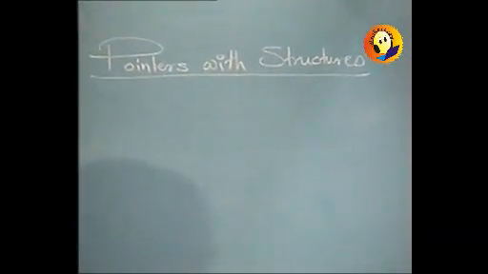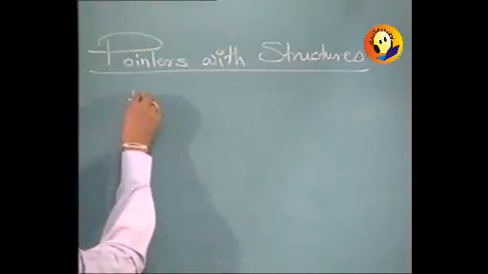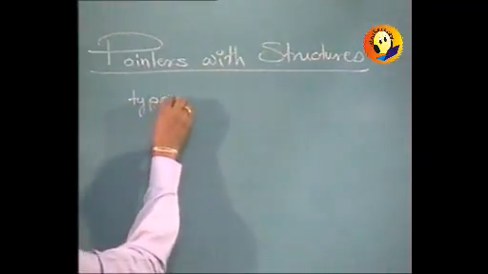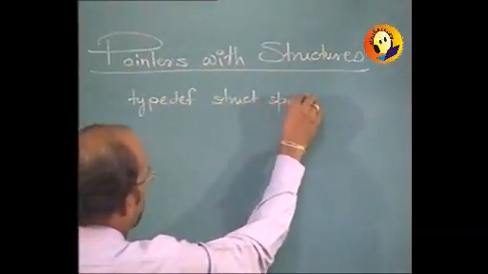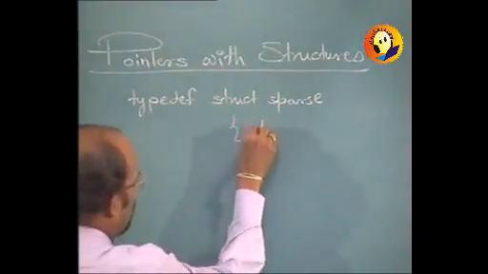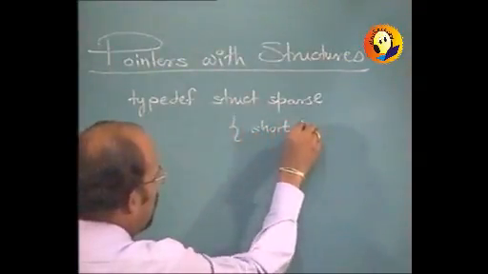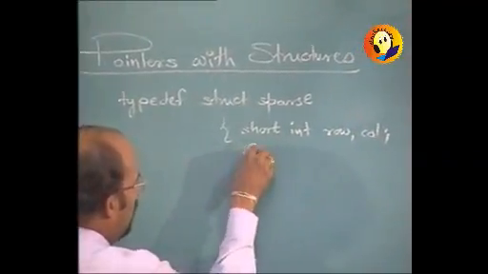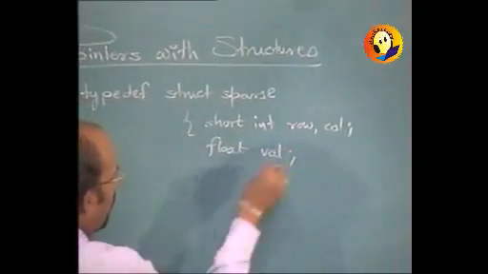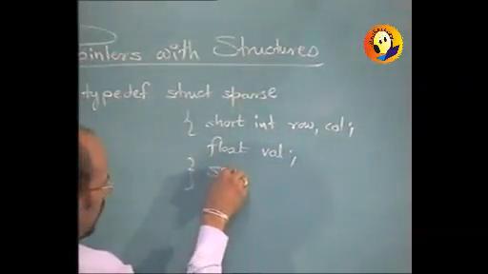Pointers used with structures. In this course, the only structure that we know is struct sparse, which was having short row, column and float val, declared as a new type SPR.